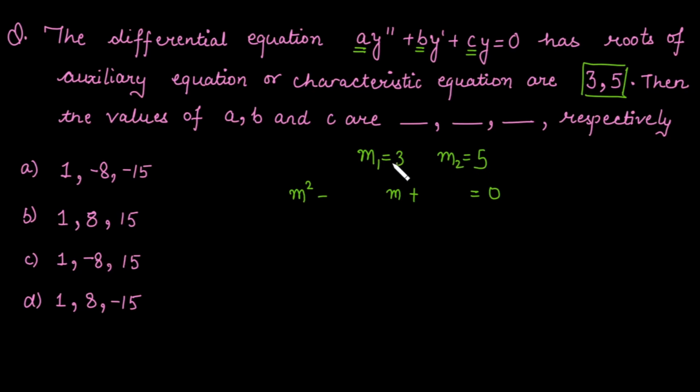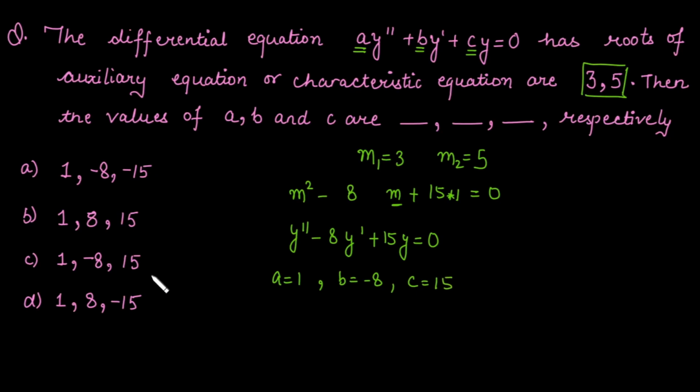Now take the sum of these two. What is the sum of these two? That is 8. Then the product of these two, that is 15. Now write the differential equation from here. So the differential equation is the second order derivative minus 8 times the first order derivative, plus 15, and this one is replaced by y. This is equal to 0. From here, what is the coefficient of A? That is 1. Coefficient of B? That is minus 8. Coefficient of C? 15. So according to this, the answer is C.